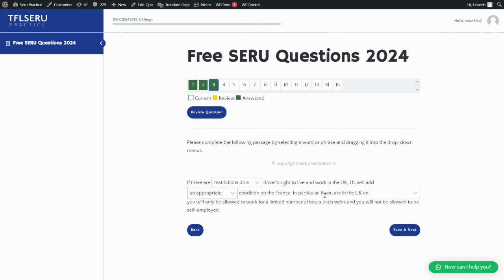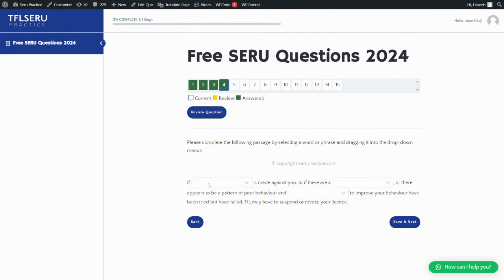In particular, if you are in the UK on a student visa, you will only be allowed to work for a limited number of hours each week and you will not be allowed to be self-employed. So, an student visa is incorrect. A student visa is the correct answer.